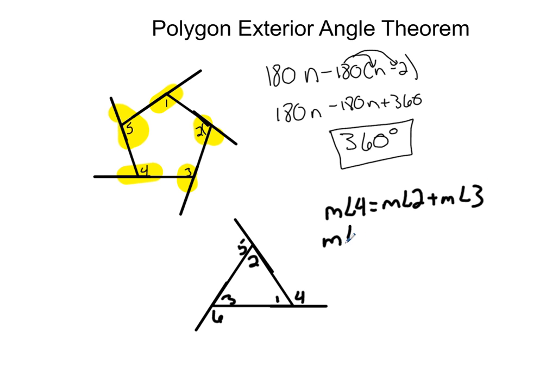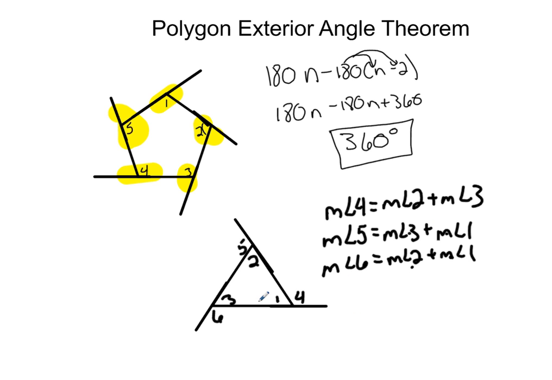Measure of angle 5. I'm using my triangle exterior angle theorem right now, by the way, which means that this exterior angle is the sum of the two interior angles. And that's all I'm doing right now. The reason will become clear in a second. So the measure of angle 6 is equal to the measure of angle 2 plus the measure of angle 1. Now, if we added these three things together, you'll notice there's two angle 3s, two angle 2s, and two angle 1s.